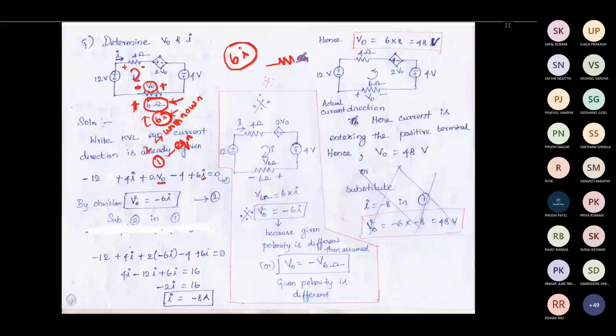Now, what is happening? They have asked you to find V naught and I. V naught is the dependent variable. So when you have a dependent variable, what is the polarity given for V naught in the question? As per our solution, you are going to write the equation in this fashion, so you get 6 into I as the voltage drop like this. Now, when you have a dependent voltage source like this and the polarity of this V naught, just a minute.